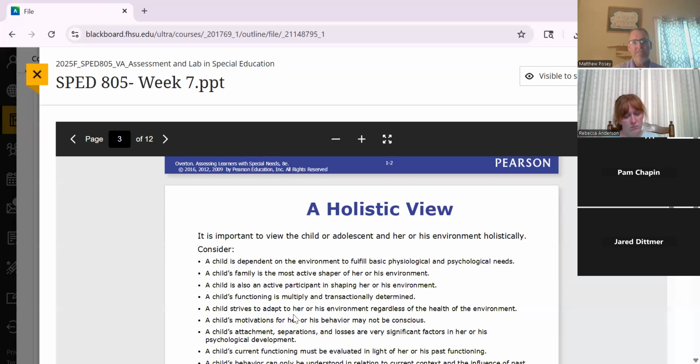So by looking at the child, are they dependent on the environment that they come from to fulfill their basic physiological and psychological needs? Looking at the child's family, is it the most active part of his or her environment? Is the child an active participant in his or her environment? Also, is their functioning multiply transactionally determined? So we're looking at the home environment and taking things into consideration there.